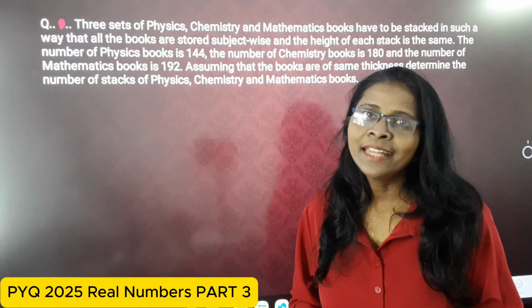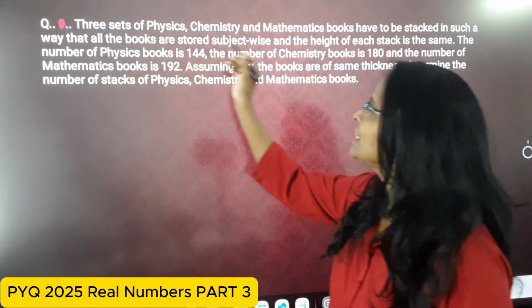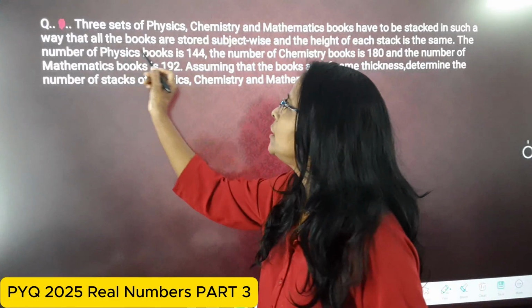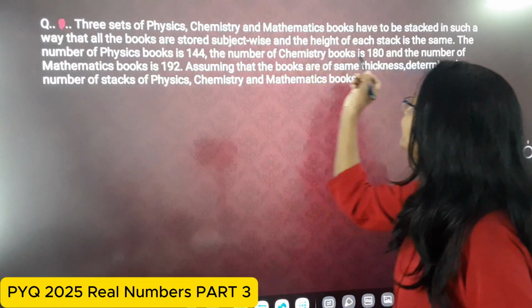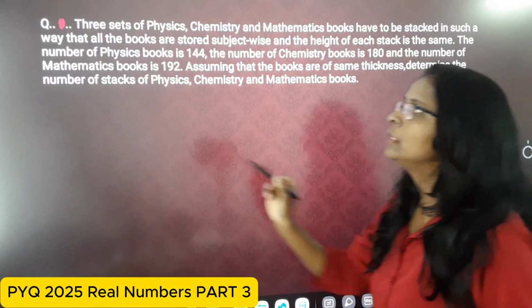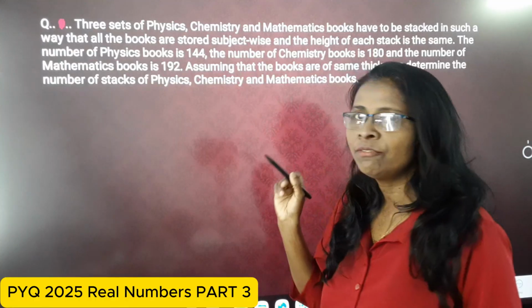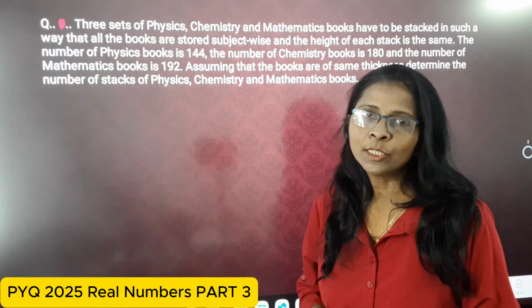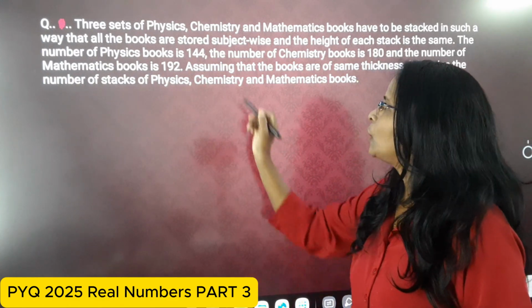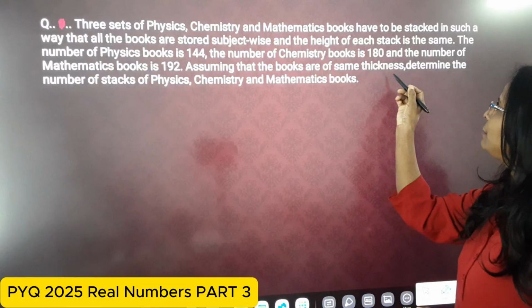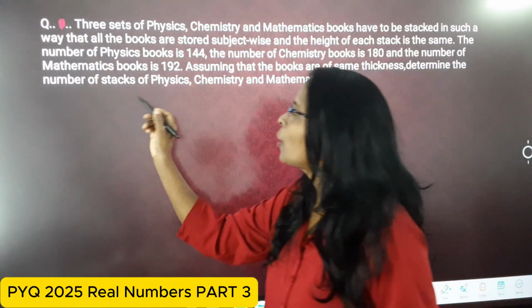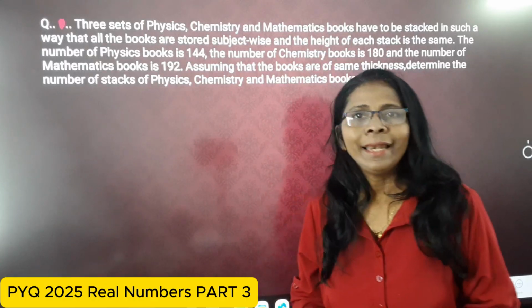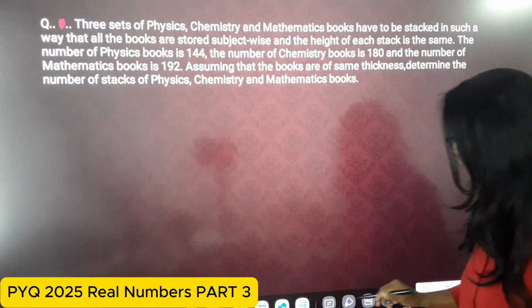Now let us see the next question, students. Three sets of physics, chemistry and mathematics books have to be stacked in such a way that all the books are stored subject wise and the height of each stack is the same. The number of physics books is 144, the number of chemistry books is 180 and the number of mathematics books is 192. Assuming that the books are of the same thickness, determine the number of stacks of physics, chemistry and mathematics books. So now let us see how we can solve this example.